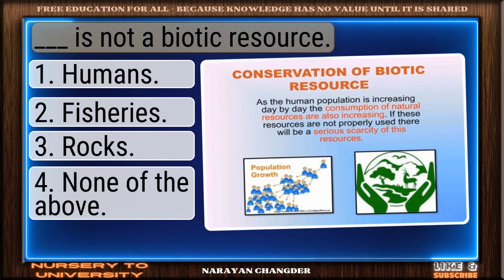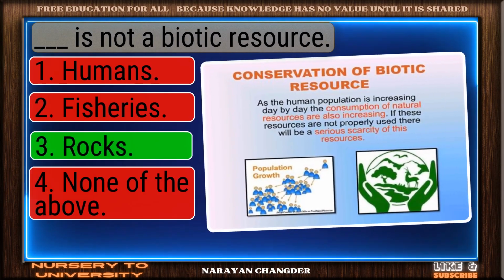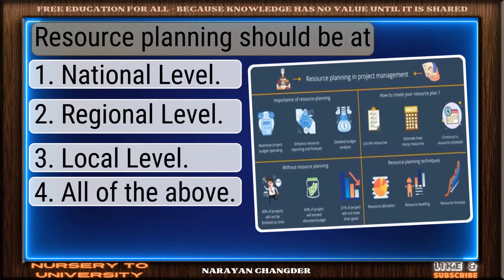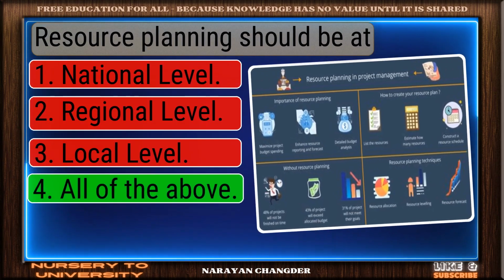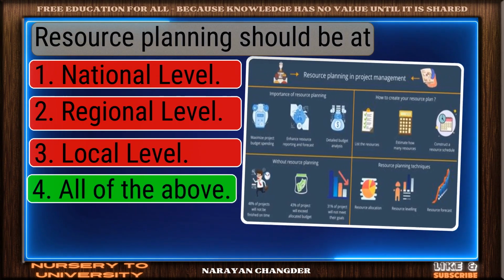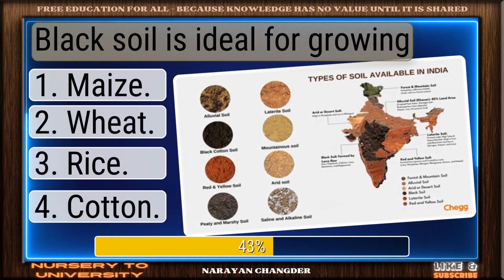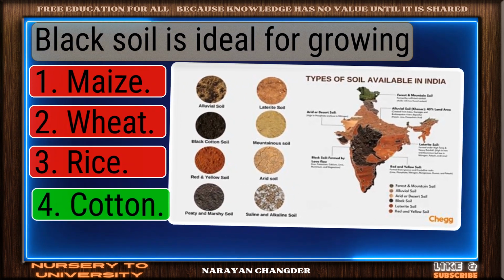Dash is not a biotic resource. Correct. Rocks is spot on. Resource planning should be at. Perfect. All of the above is the one. Black soil is ideal for growing. Bravo, cotton is the answer.